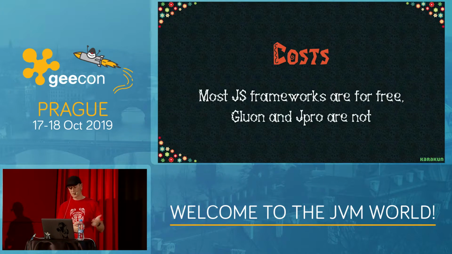Costs. Most JavaScript frameworks are for free. Gluon and JPro are not, so you have to pay. The reason is they spend their whole day creating all that stuff and they don't have another job. So of course, somehow they need to be paid. That's the reason why the stuff is not for free.